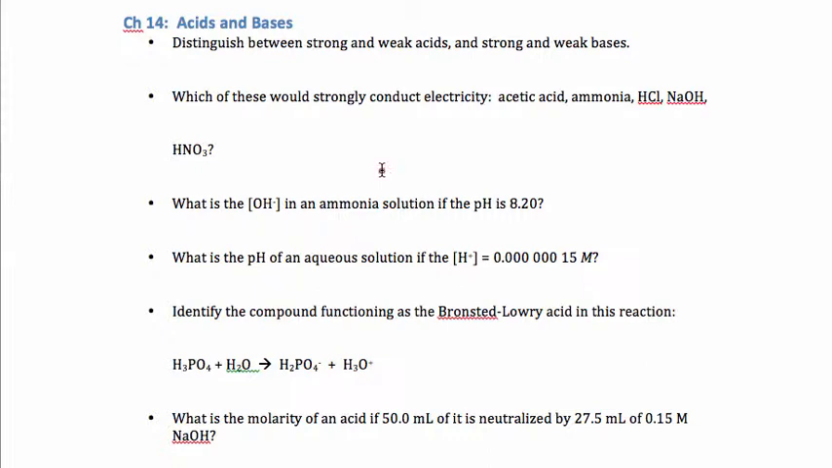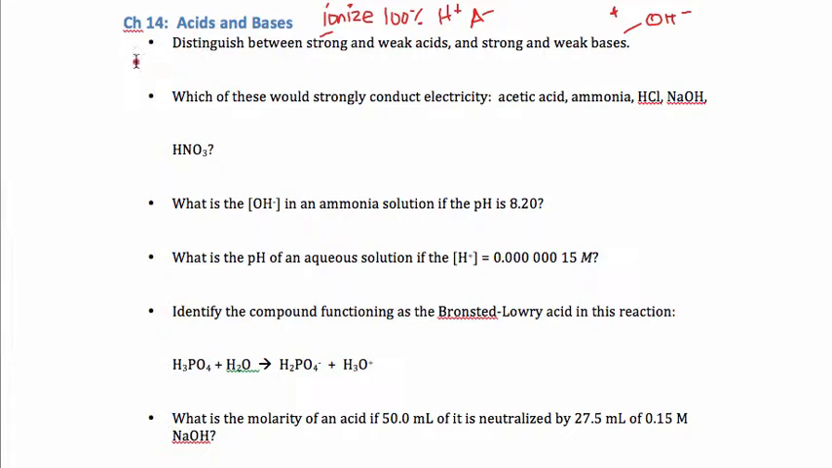All right, let's start chapter 14, acids and bases. Distinguish between strong and weak acids. First of all, strong acids by definition ionize 100%. By that we mean when this acid is put into water, it completely breaks up into H plus and the other thing. We'll just call it A minus. Likewise, strong bases completely ionize into OH minus and the other thing, some cation part of it.